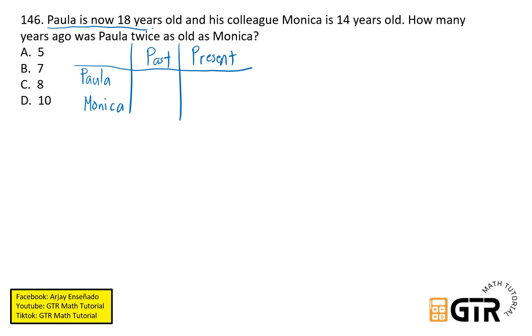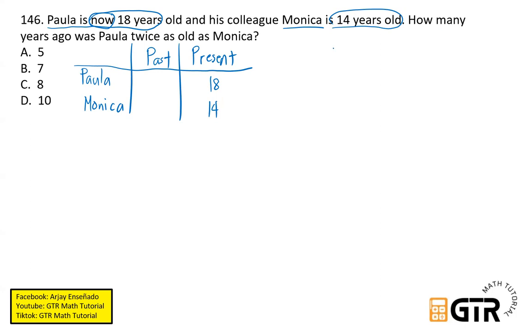Paula is now 18 years old. So yan sabi, is now. Ayan yung keyword natin, now. 18 years old daw si Paula. So therefore, lagay natin sa present ni Paula is 18 years old. Okay, and his colleague Monica is 14 years old. So given yung present age ni Paula at ni Monica, si Monica is 14 years old.